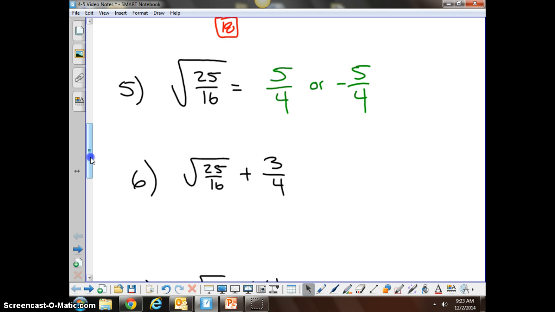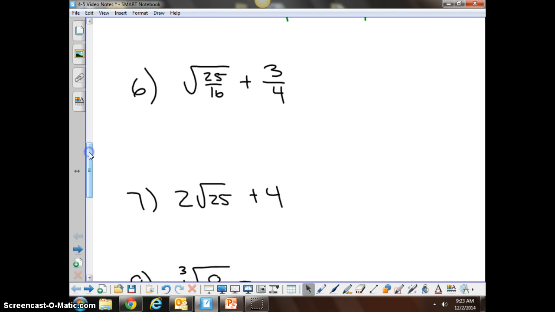Number 6 takes it just a step further. We have the square root of 25/16 plus 3/4. So we'll do what's within the square root first because it acts as a parentheses. We got 5/4, and we are going to add 3/4 to that. 5/4 plus 3/4 is addable because we have common denominators. We add that together, we get 8/4, which is an improper fraction. We're going to convert that to the answer 2. So the square root of 25/16 plus 3/4 is 2.